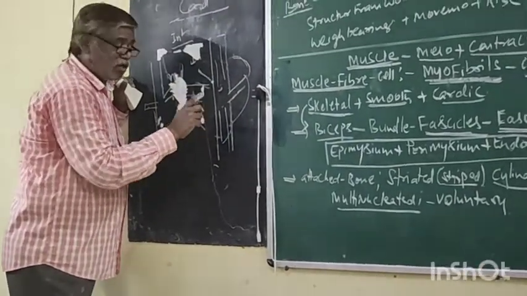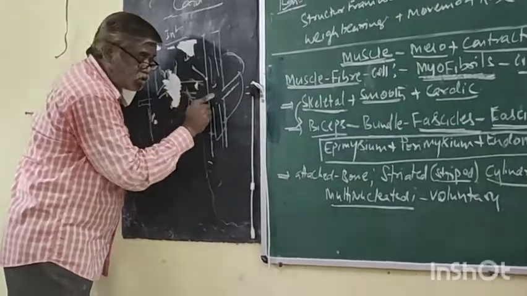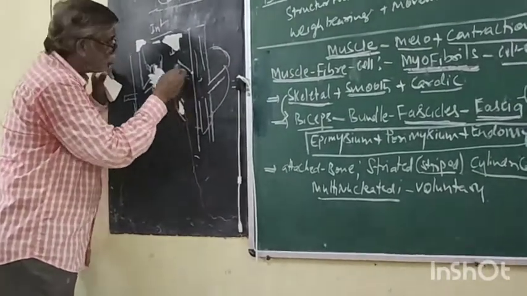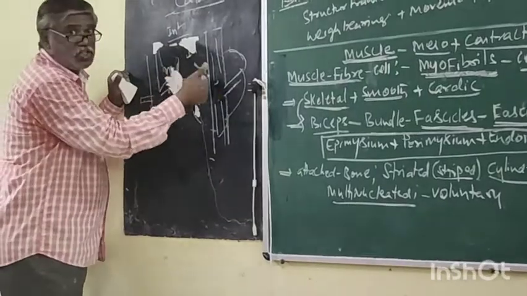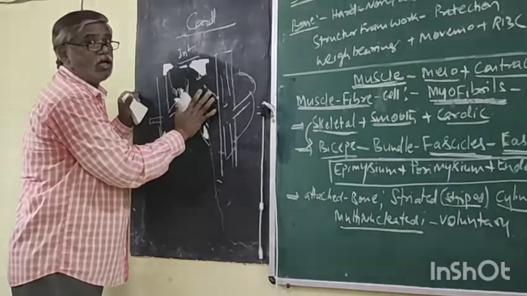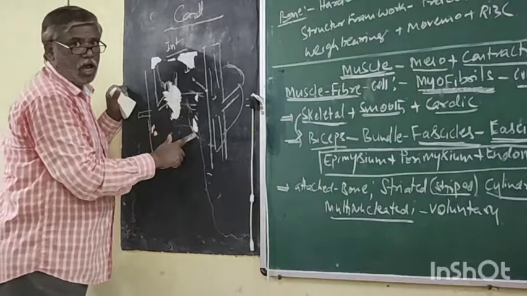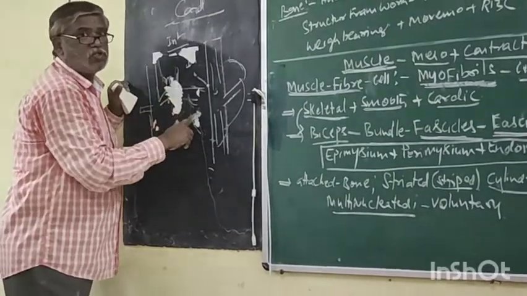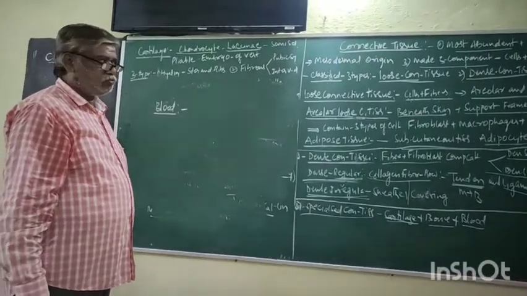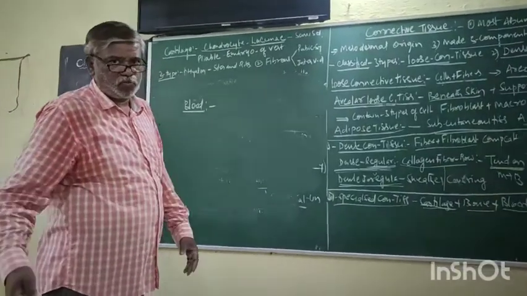Now, it is one cardiac cell. If it receives the stimulus, it passes to the others because junctions are there, intercalated junctions. This is a special feature in cardiac muscle. Involuntary, cylindrical, branched, uninucleated. Of course, we can discuss this at the time of circulatory system physiology.